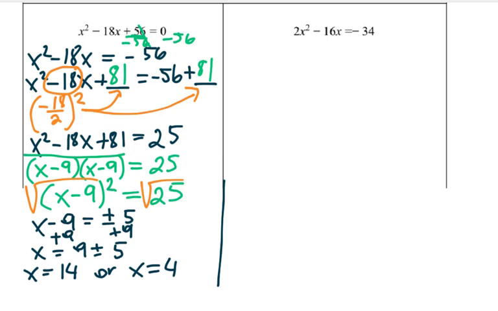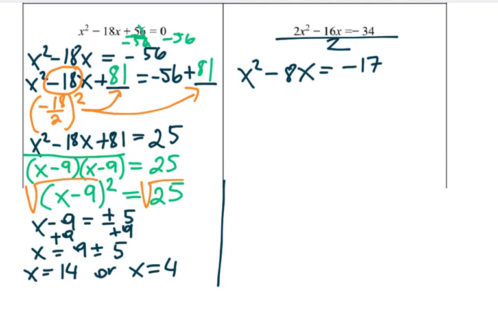Let's look at example number 2. 2x squared minus 16x is equal to negative 34. I see that the last term is already on the other side, so I'm ready to go. But I notice I have a common factor of 2 that I can divide everything by. So if I divide everything by 2, because my leading coefficient must be 1, I get x squared minus 8x is equal to negative 17.